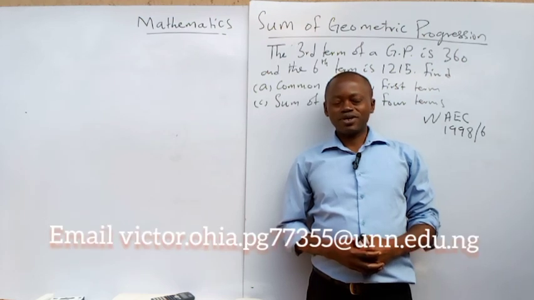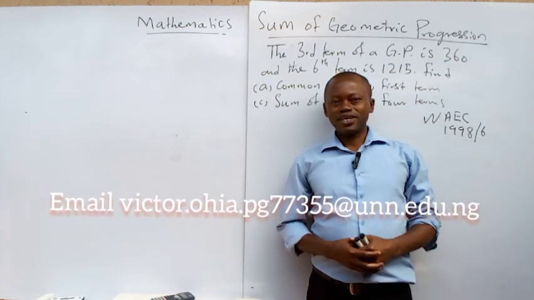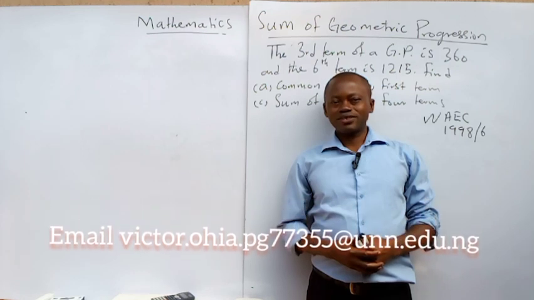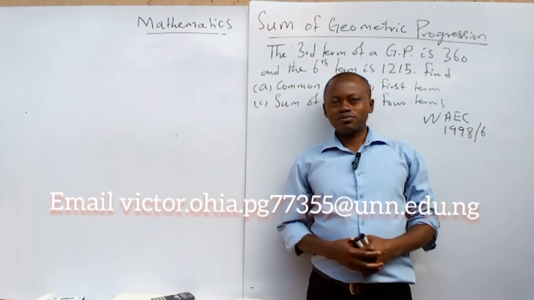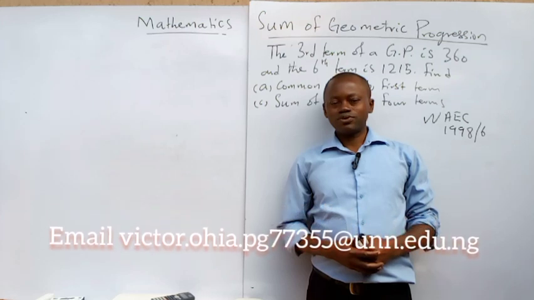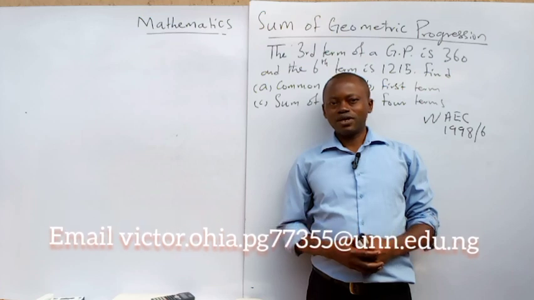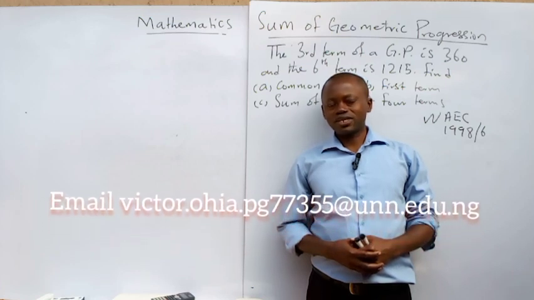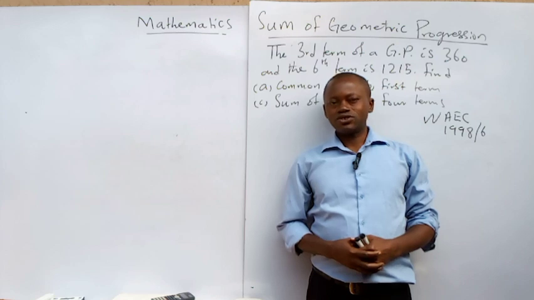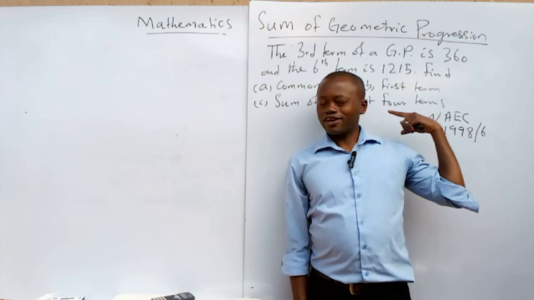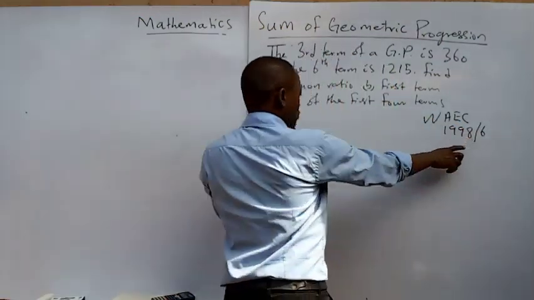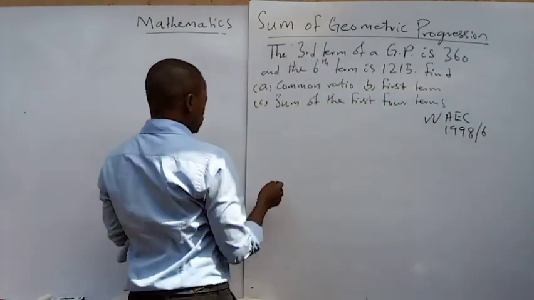I'm Victor Odigomao here. Once again, we're here to look at a problem that has to do with the sum of a geometric progression. Remember, in the last class, we have been able to derive the mathematical expression for calculating the sum of a geometric sequence. Right now, we want to see how we can apply that formula to calculate this question on the board. I got it from WAEC question 1998, question 6.